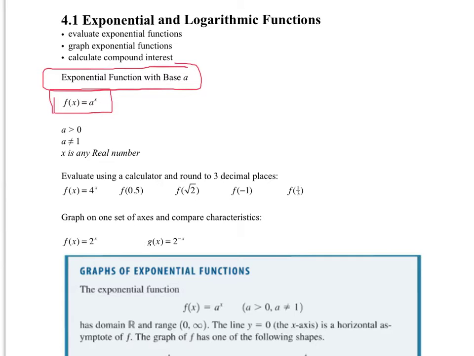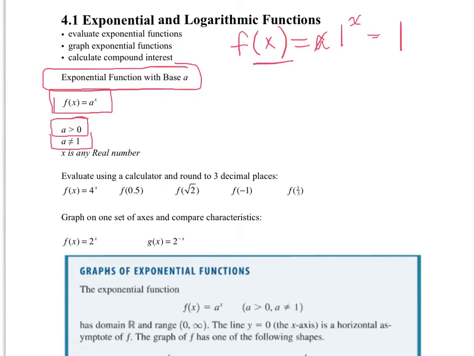The base a has a couple of restrictions on it. First of all, we want a to be a positive number, so we don't use a base equal to 0, and we don't use negative numbers for bases. And secondly, we don't use a base of 1, because if we did, then we would just have the function f of x equals 1 to the x power. And, of course, 1 to the x power is just 1.